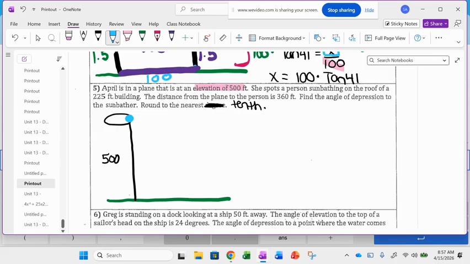All right, April's in a plane at an elevation of 500 feet. Check, we got it. She spots a person sunbathing on the roof of a 225-foot building. Can I make the person sunbathing a dot on the ground? No, good. Kate, why no? Because she's on the building, but more than just being on the building, what did they say about the building?